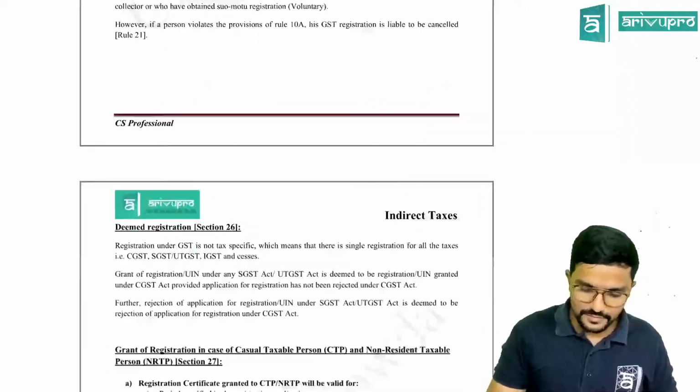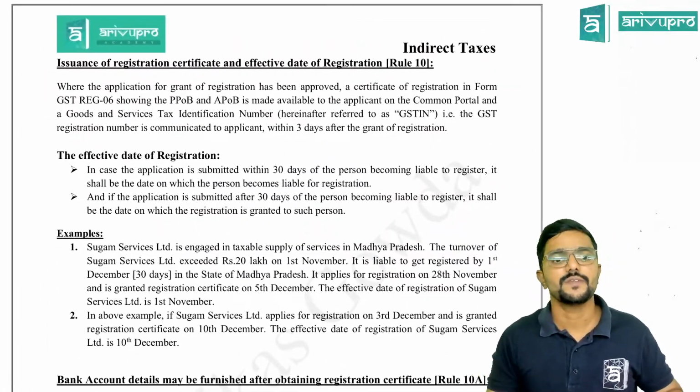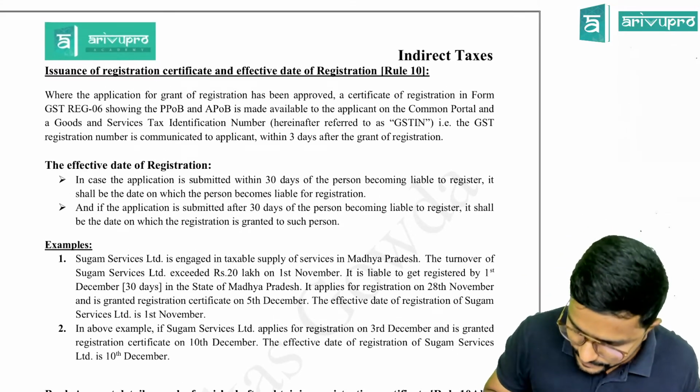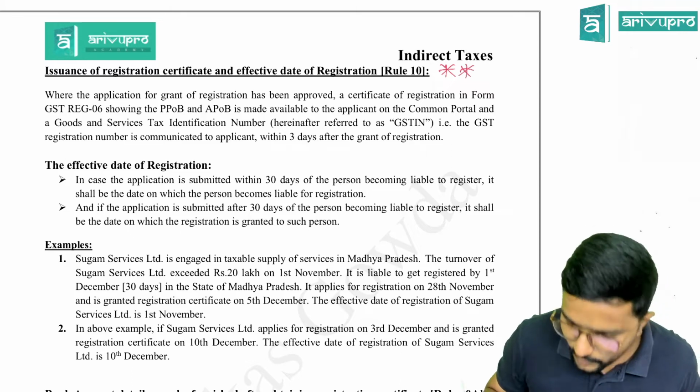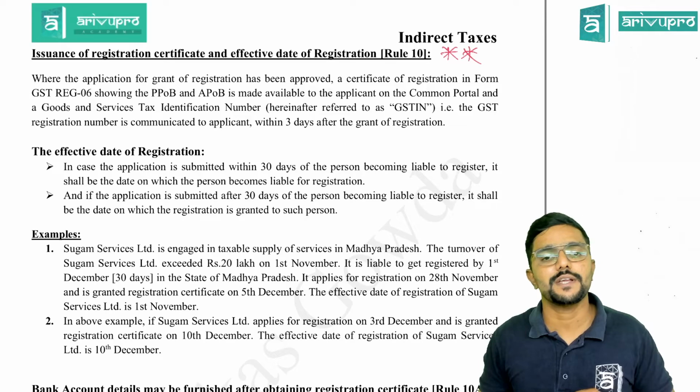Then we are left with some more topics. We'll just cover it and close this video. Rule 10, very important rule. What is it? We will see. Issuance of registration certificate and effective date of registration.